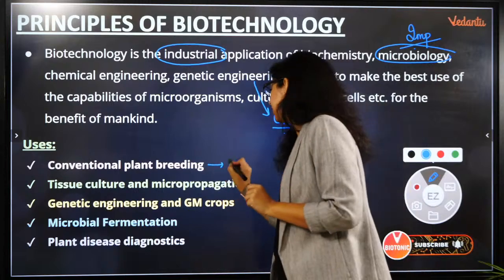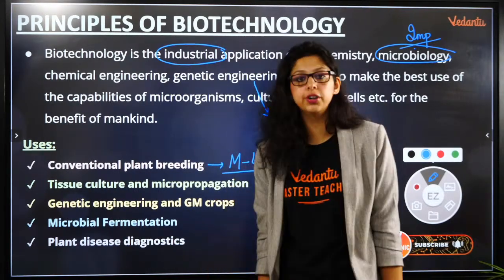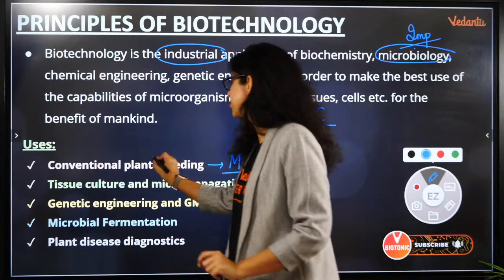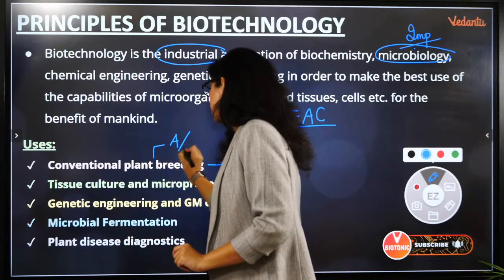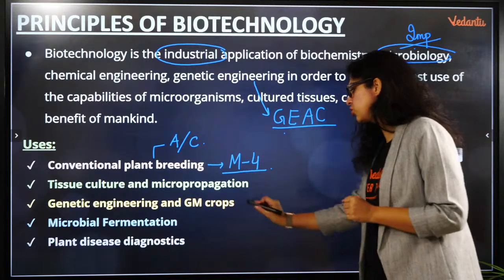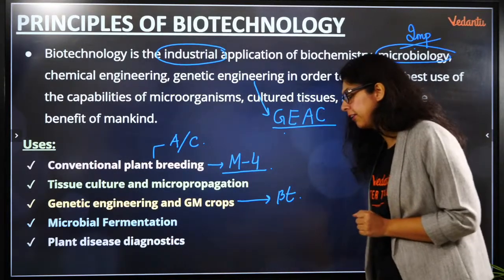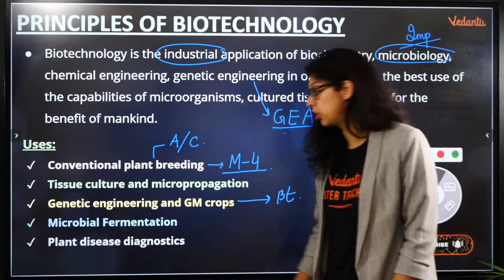Plant breeding, which I did in Marathon 4, please watch it, it is very important. Questions do come on plant breeding, on auxins and cytokinins, remember this. Tissue culture and micropropagation, genetic engineering and genetically modified crops, BT cotton, BT brinjal, microbial fermentation and plant disease diagnostics.